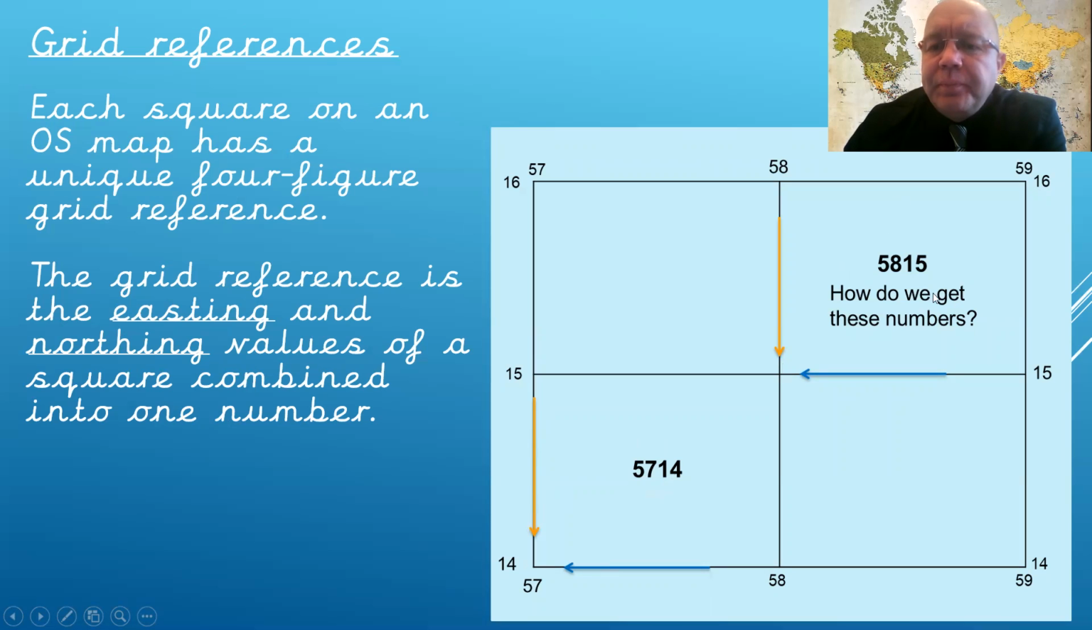Equally for this one, we look down here at our easting number and we're in square 58 and 15. Okay, so where these two meet, 58 and 15. So 5815 gives us this square's grid reference. Okay, don't worry, we're going to practice that now.